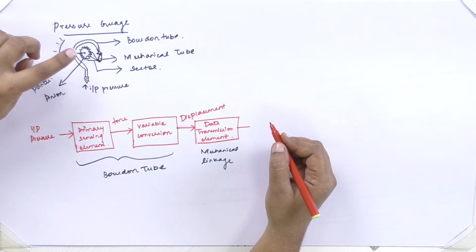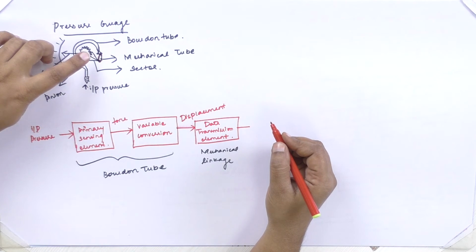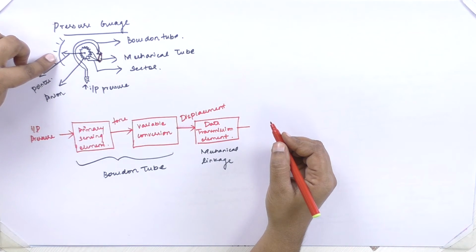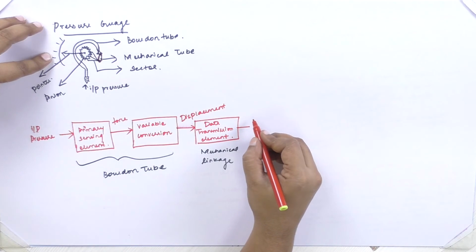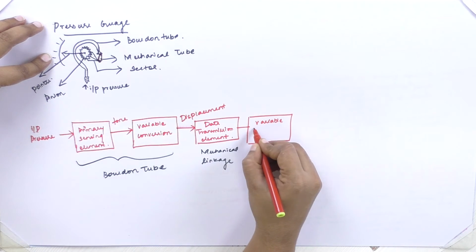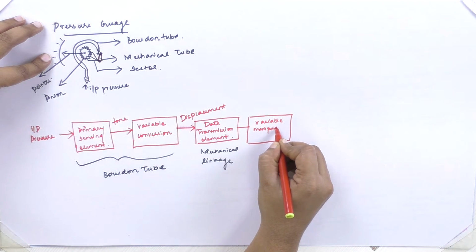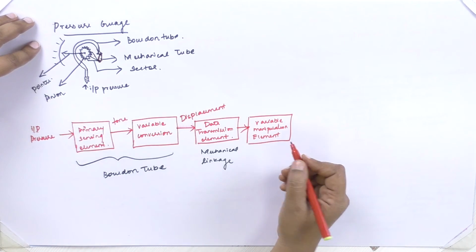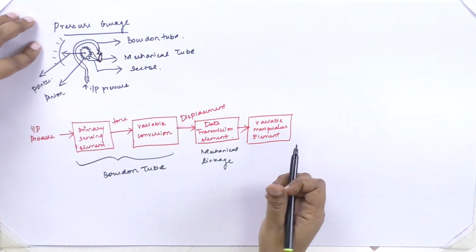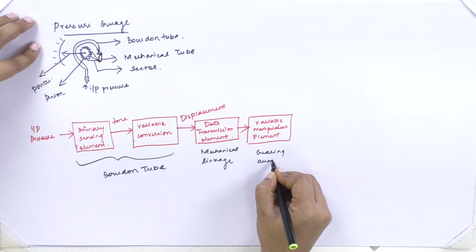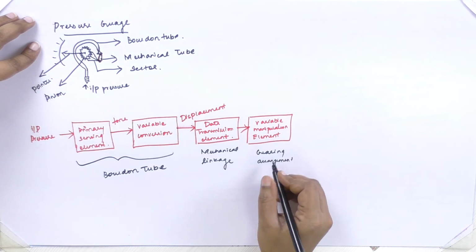Next, what happens? This displacement will be manipulated with the help of this gearing mechanism, which in turn is connected to the pointer and shows the pressure which is to be measured. So, the next element will be the variable manipulation element. Here the variable manipulation element will be the gearing arrangement. What will this gearing arrangement do?